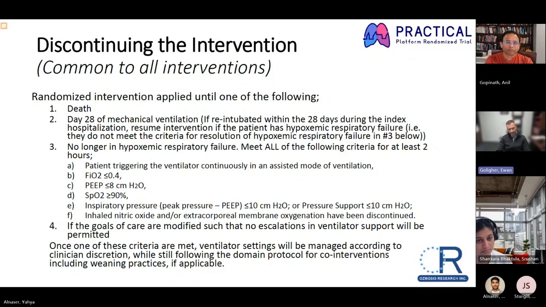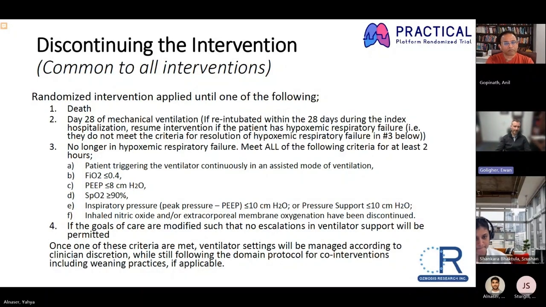The intervention is applied until any of the following conditions are met. So if the patient dies, or if you reach day 28 of mechanical ventilation, or if they no longer have criteria for hypoxemic respiratory failure. If within the 28-day period they're liberated from the ventilator and then reintubated, then the intervention applies again.